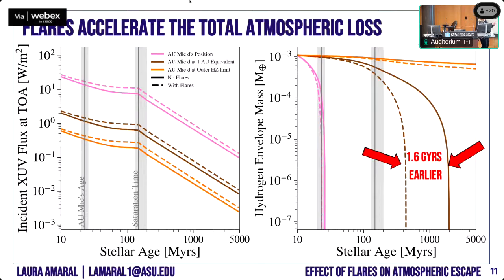So there are 3 different cases. One is too close to the star, one is too far away, and one is just in the habitable zone. Close in, again, flares don't add too much. The quiescent emission is sufficient to drive the escape. When you move to the habitable zone, you accelerate the escape by about 1.6 giga-years. And when you move a little bit farther, even if you add flares, the atmosphere is still going to be there.